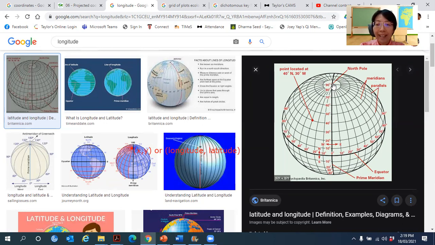So this is called the latitude. So latitude is in the y-axis, latitude, okay? So with reference to the equator is 0 degrees, right? So plus minus.